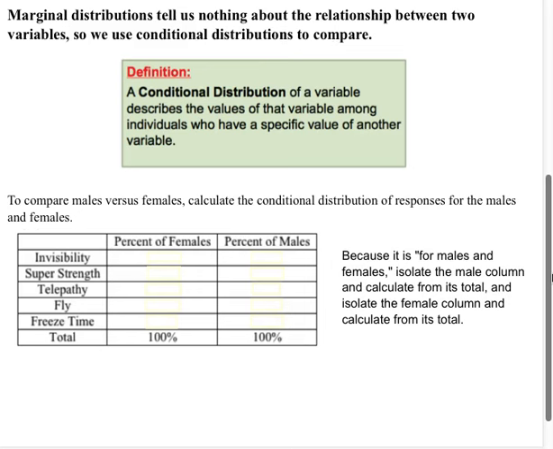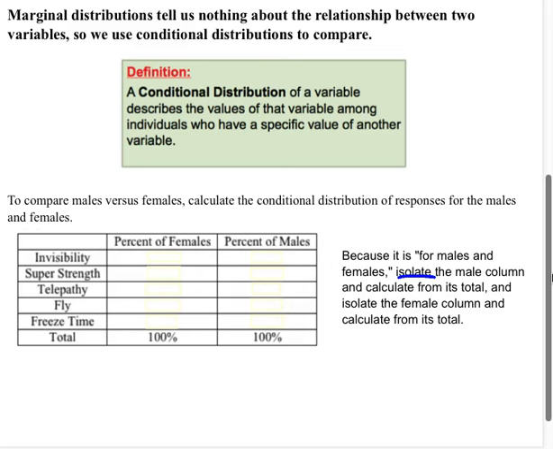Okay, so to compare male versus female answers, maybe I'm interested in how being female changes your responses from being male. Or is there a difference in those distributions? So if I want to know if there's a difference in female responses versus male responses, I'm going to find the conditional distribution of responses for the males and females. Now, what does this mean? Well, I'm isolating male and female. So my focus is how did males answer and how did females answer.